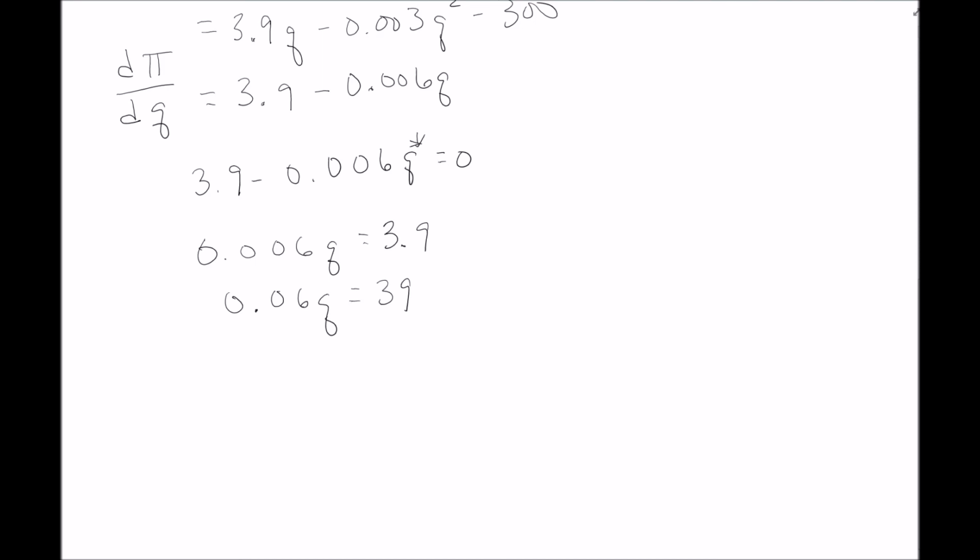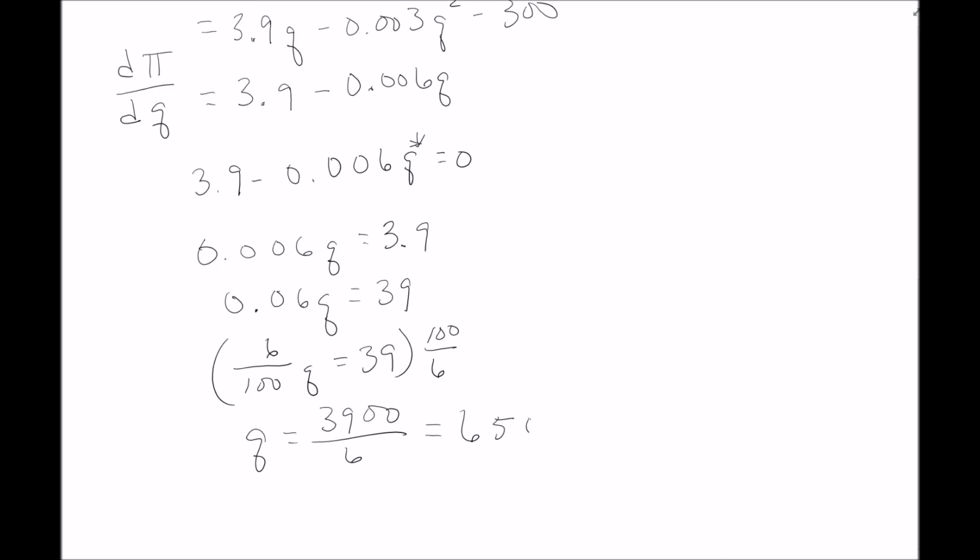Okay. I'm going to rewrite this as a fraction, just because I'm doing this math on the fly, because it's going to make it easier for me to do the necessary multiplication, which is I'm going to multiply the entire equation by 100 over 6 and get that Q is equal to 3,900 over 6. And doing that division, I get 650. I get a quantity of 650.